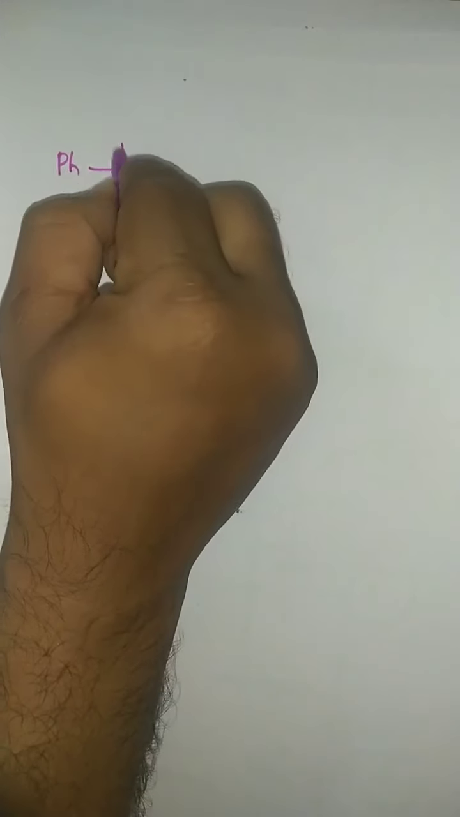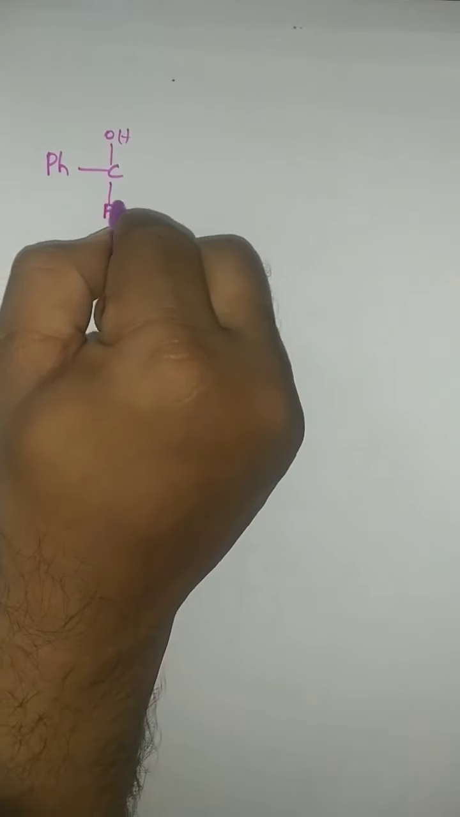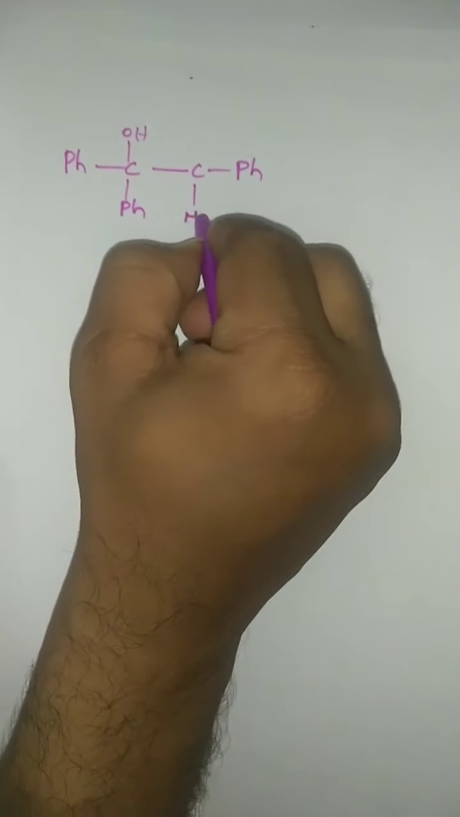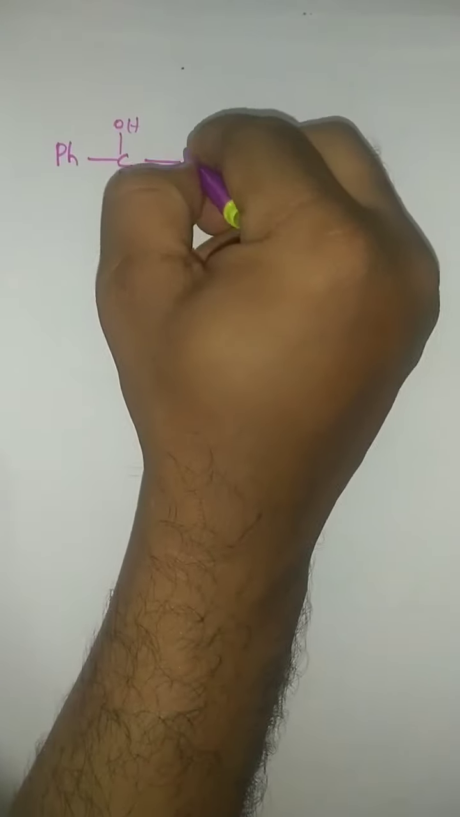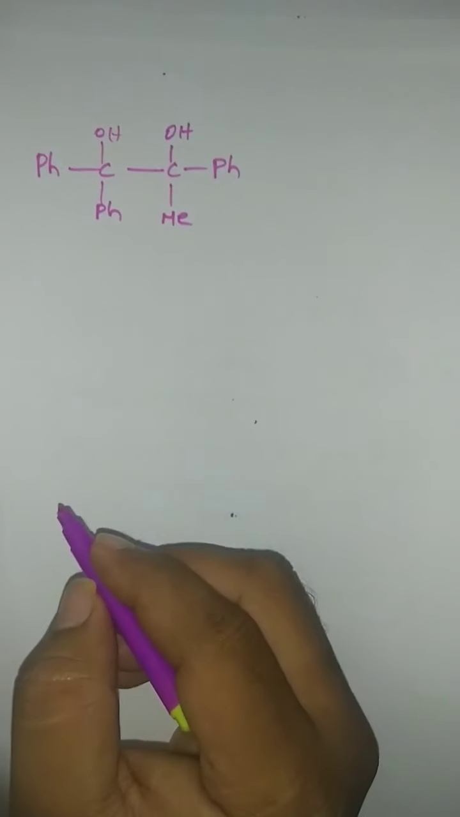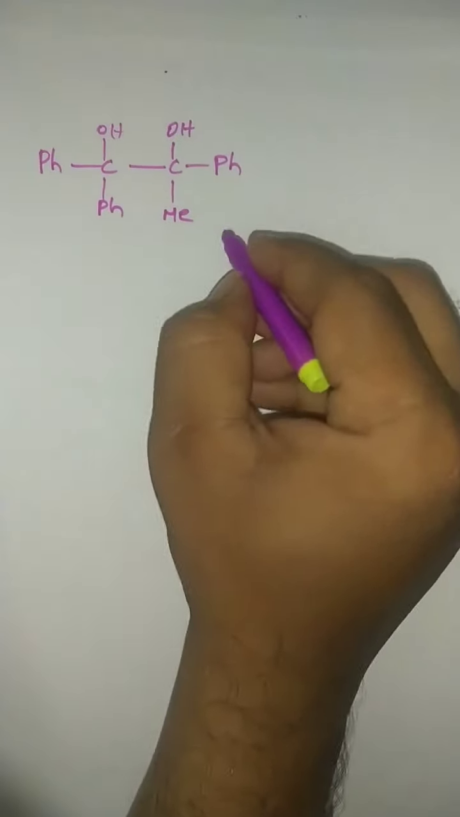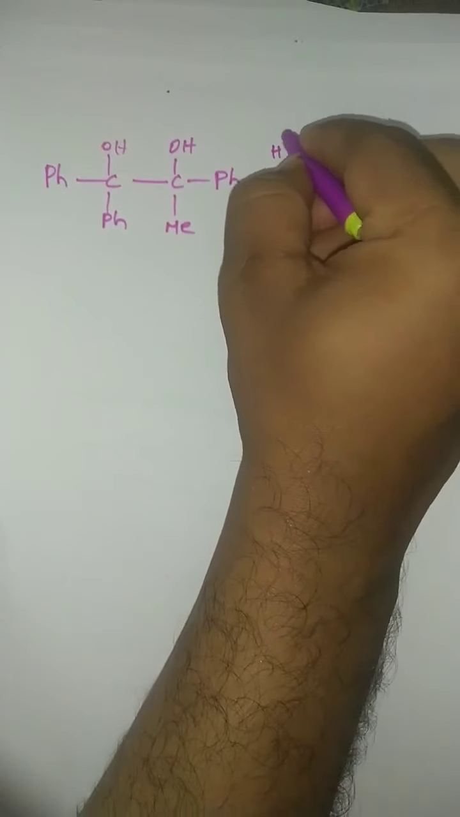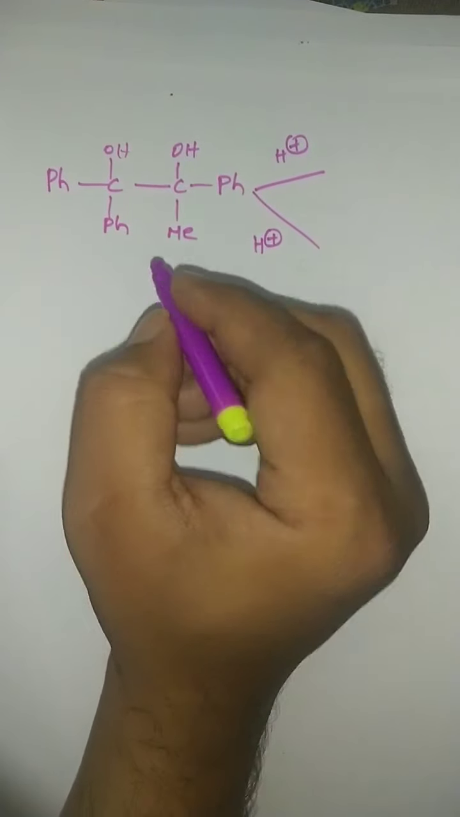Now see students, Ph, OH. Ph means here phenyl group, Me means methyl group. So I have taken the other one, unsymmetrical. So you have to be very careful here. Where the protonation takes place here, with H plus, two possibilities are there. Here I am writing the two possibilities.